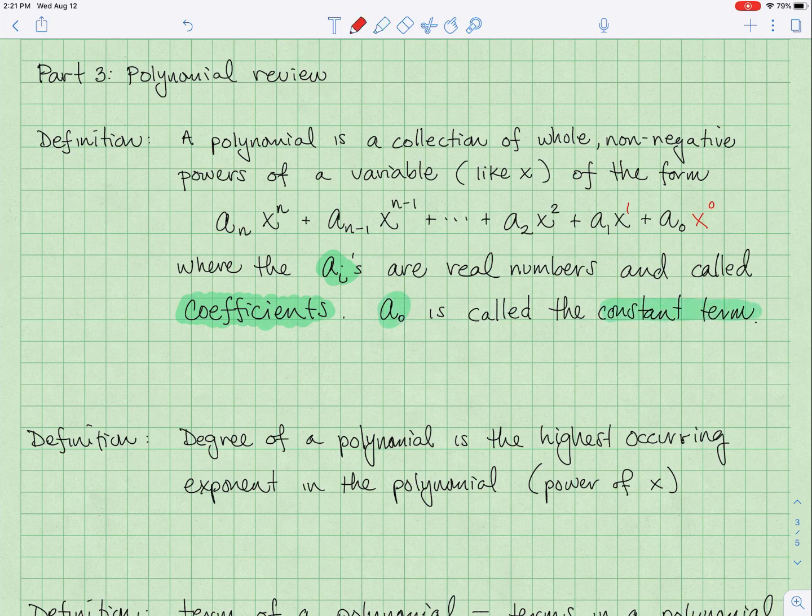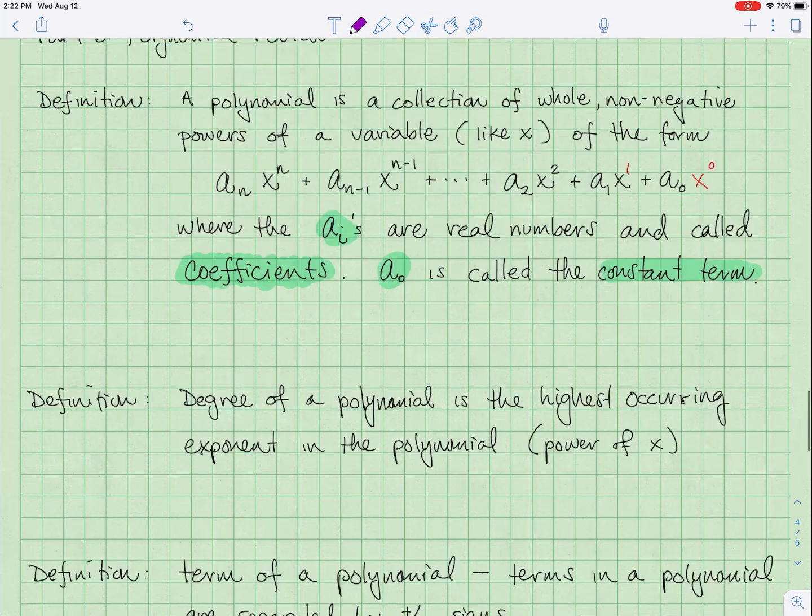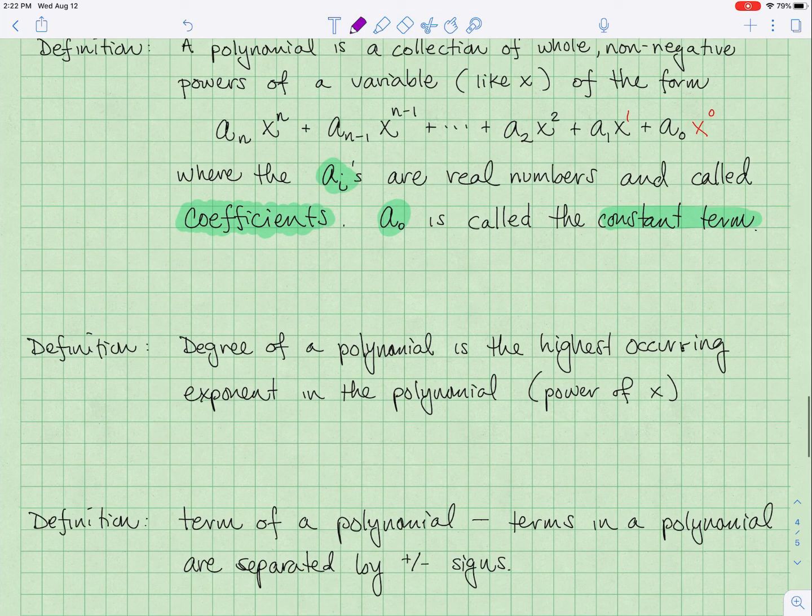Now, while that looks pretty complicated, let's just take a look at a couple of quick examples. You've probably seen these kind of things before. x squared plus 3x plus 2. This is a polynomial where here a2 is equal to 1 and a1 is equal to 3, and the constant term a naught is equal to 2. So those are the coefficients. Right, but it doesn't have to be in any specific order. It can be more jumbled up than that.